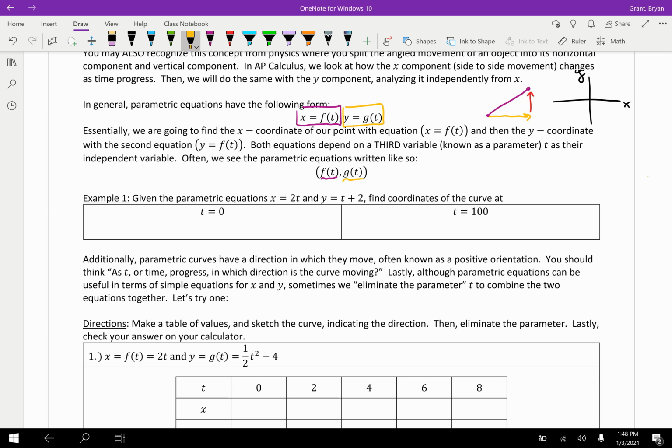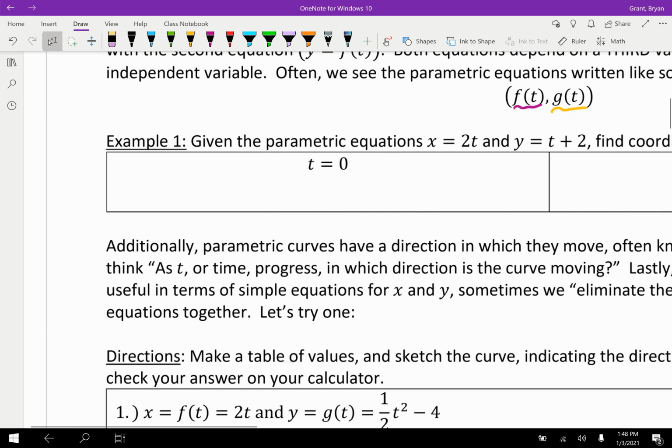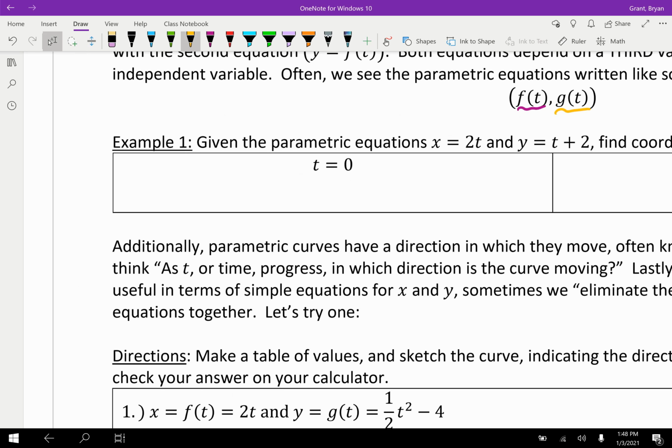So given the parametric equations x equals 2t and y equals t plus 2, find the coordinates of the curve at two different parameter, or we can call them time, values. So we'll start with t equals 0. Fairly straightforward. We're just going to substitute this 0 in for both of our values of t. So that, of course, gives us x equals 2 times 0, which is 0, and y equals 0 plus 2, which equals 2.